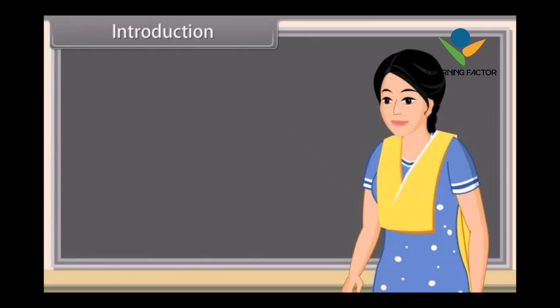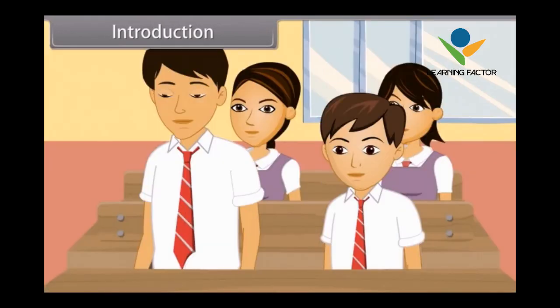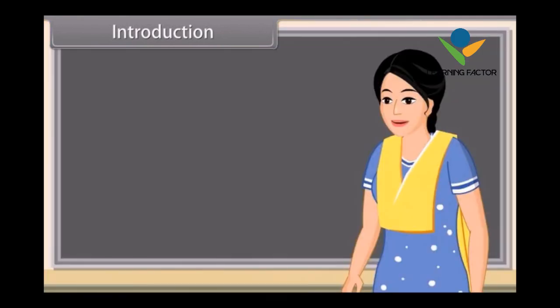Introduction. Have you ever been to the bank of River Yamuna in Delhi? No, ma'am. Yes, ma'am. I have been there once. But, ma'am, there is a very unpleasant smell in the river and it is extremely dirty. Yes, Gaurav, you are absolutely correct.